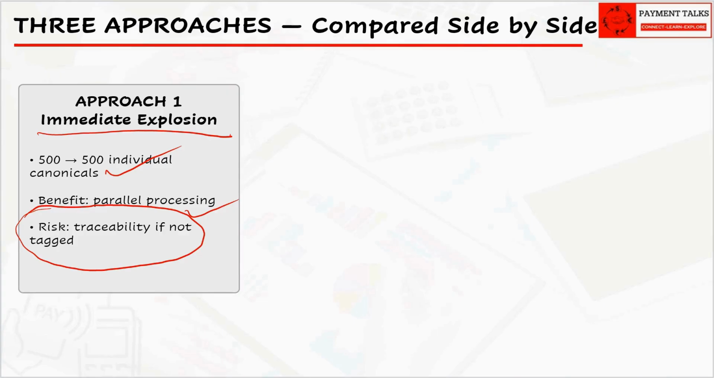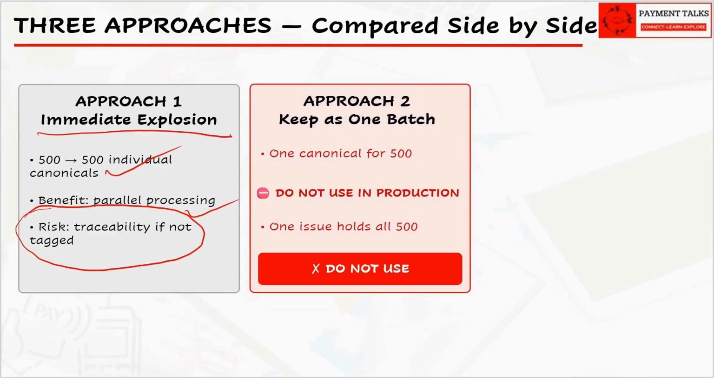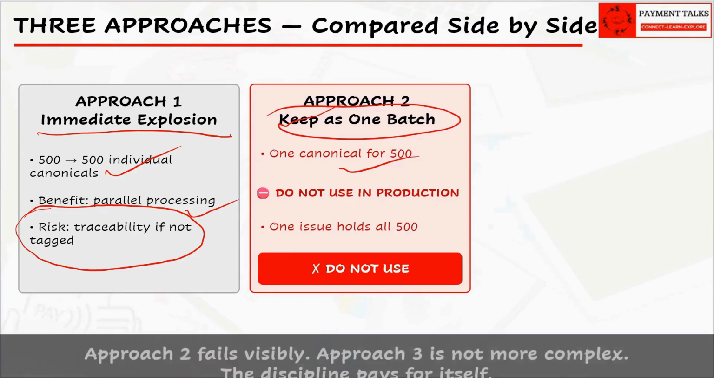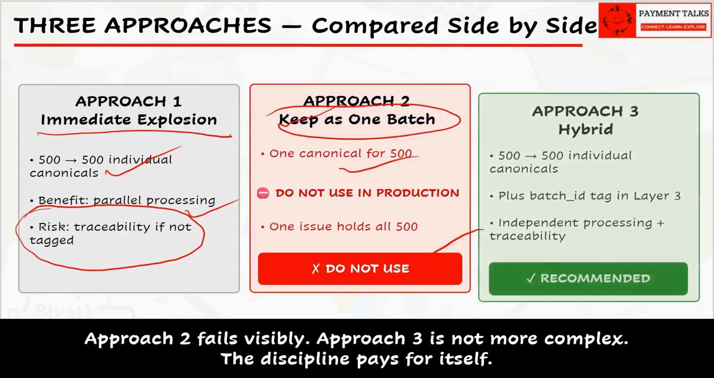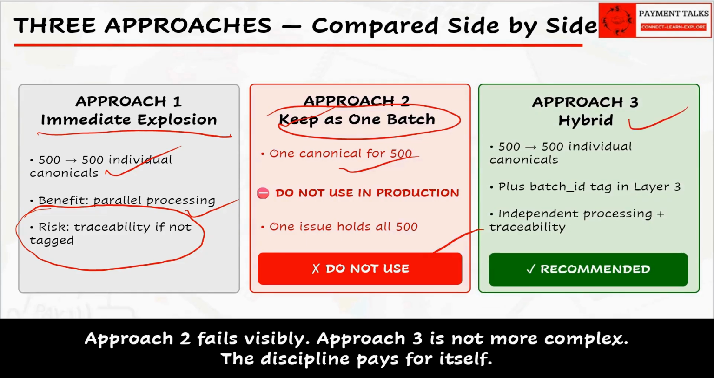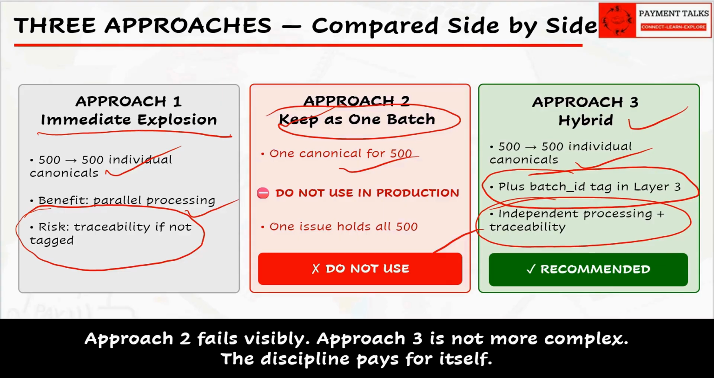batch. Approach 2 is keeping the batch as one canonical unit. One canonical instruction for all 500. Do not use this in production. I will explain why in a moment. Approach 3 is the hybrid. Explode into 500 individual canonicals and tag each one with layer 3 batch metadata. Independent processing plus full traceability. This is the recommended approach.